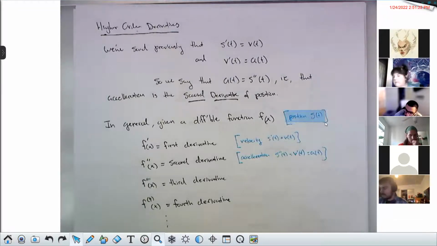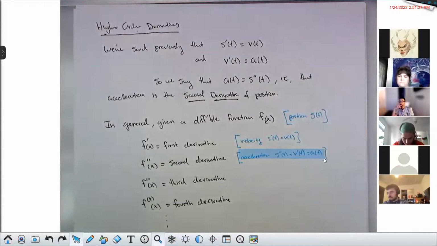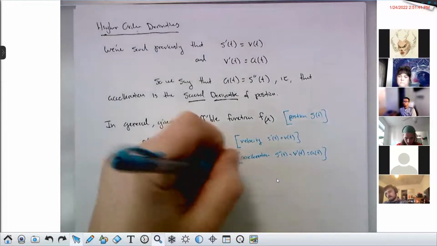But so our position, s of t, first derivative, velocity is how fast your position is changing over time. Your acceleration is how fast your velocity is changing over time. So how quickly you are speeding up or slowing down. The change in your acceleration has a funny name. It's called jerk.